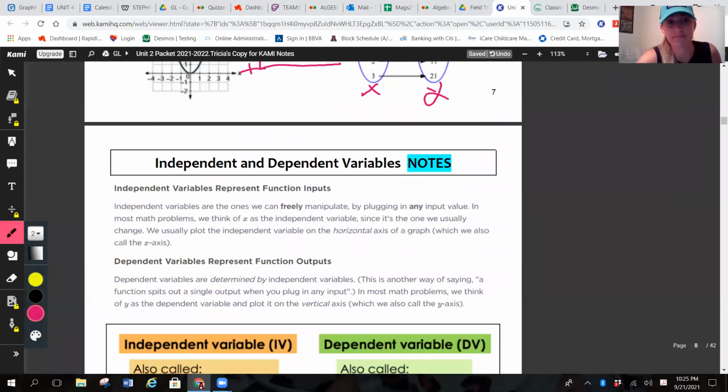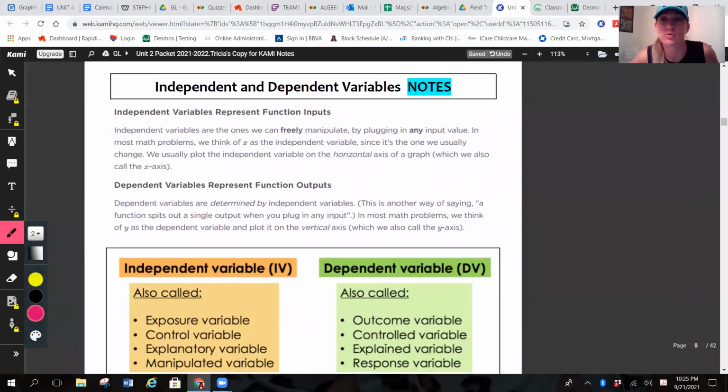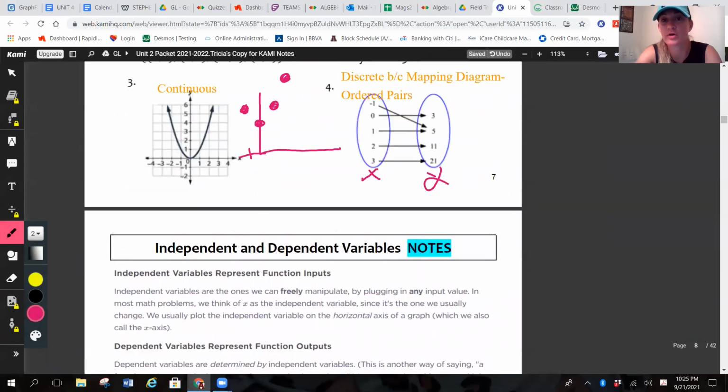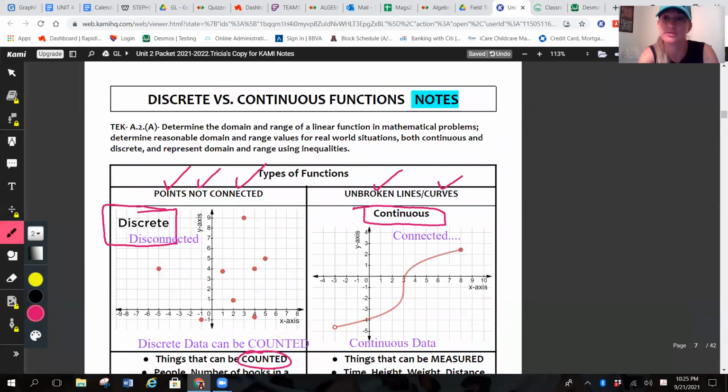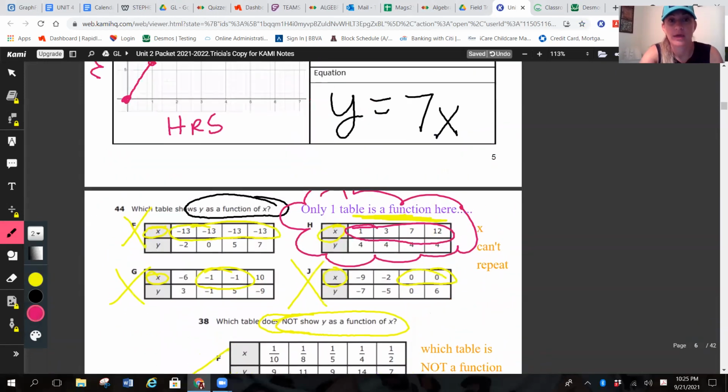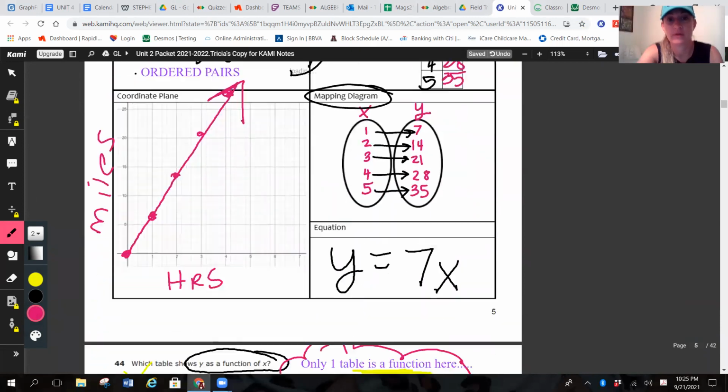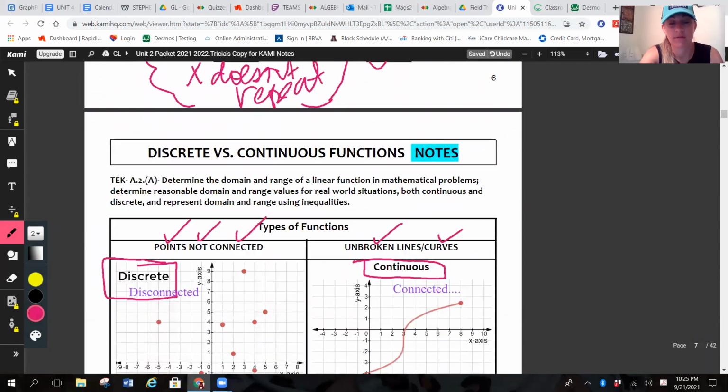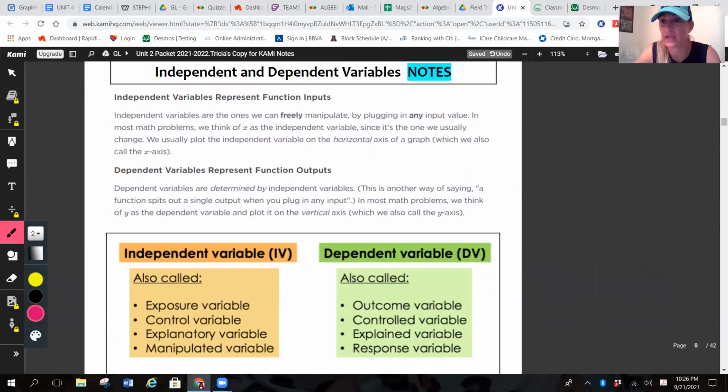Okay, we're almost done. We're just going to read through some new vocabulary. So far our new vocabulary is discrete and continuous data, and now we have independent and dependent variable notes. So let's just read what an independent variable is. Independent variables represent function inputs.